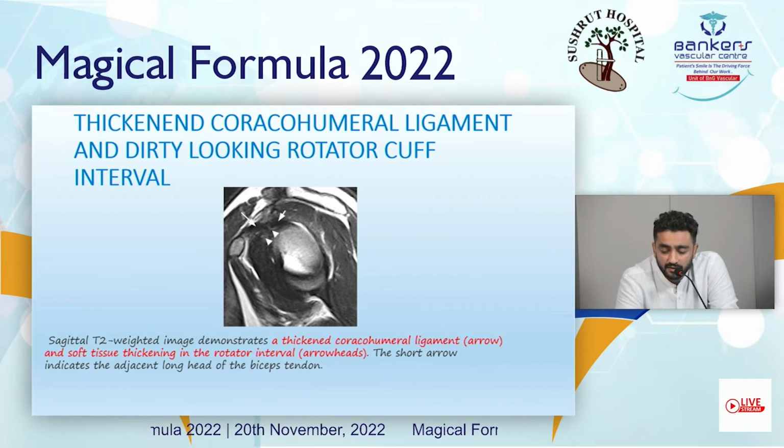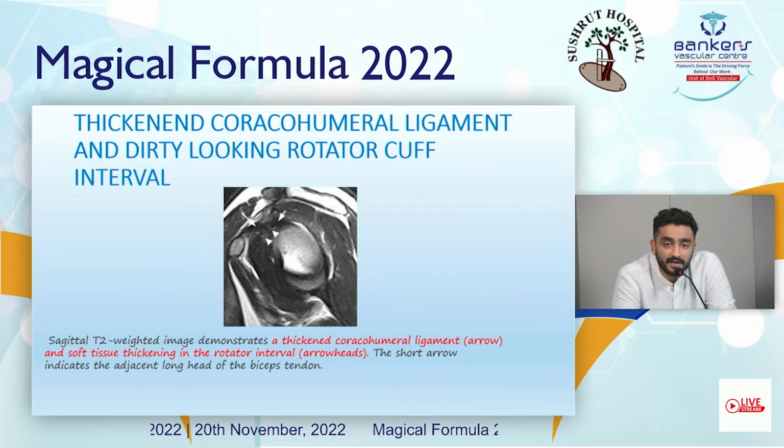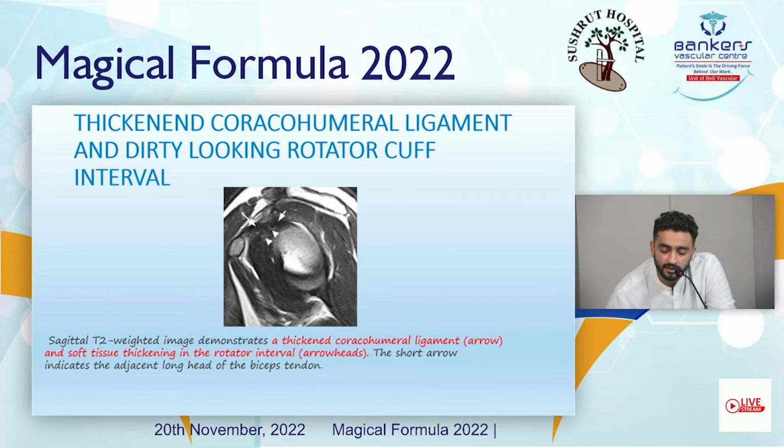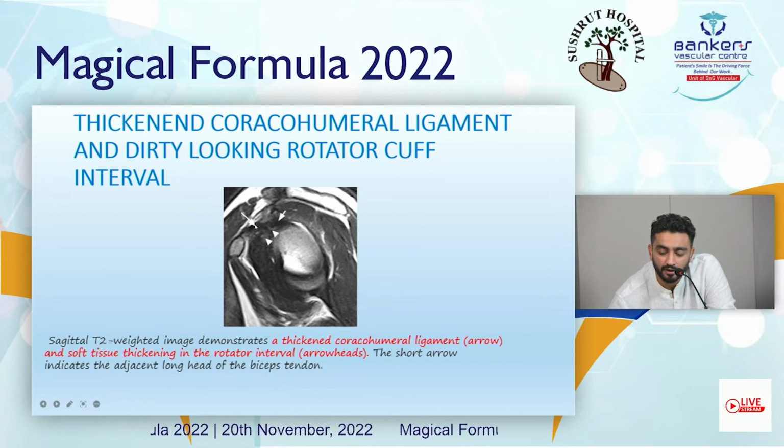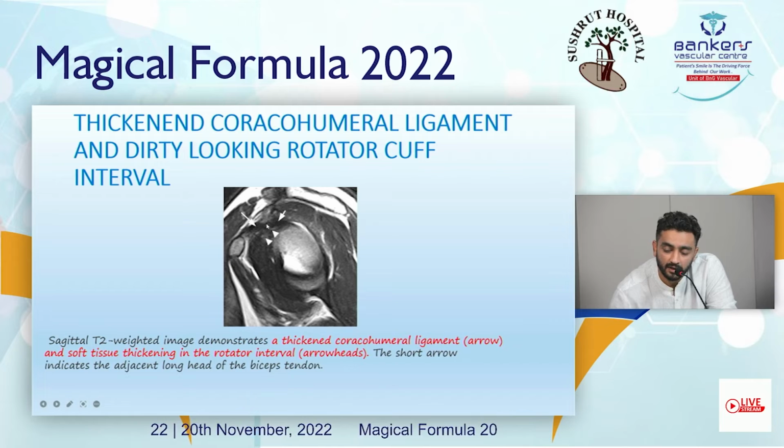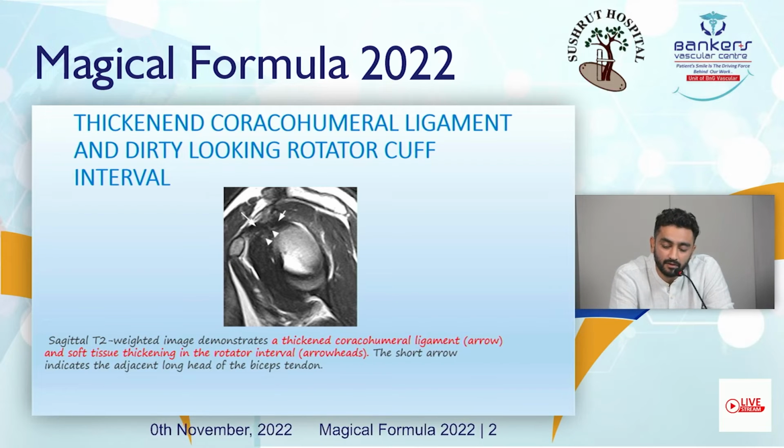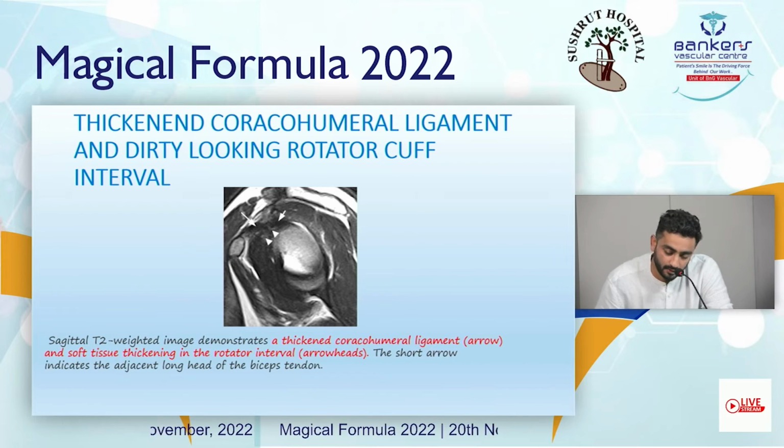So here is an image. This is a T2 sagittal image, and as you can see, there is thickening of this ligament, that is the coracohumeral ligament. If you can see the fat which is supposed to be hyperintense over here, that is all looking very dirty. Even surrounding the biceps anchor, there is dirty looking tissue. So this is a thickened coracohumeral ligament, which is very sensitive for adhesive capsulitis.